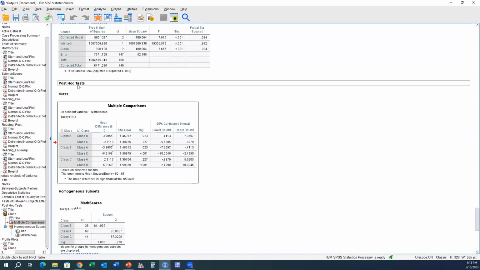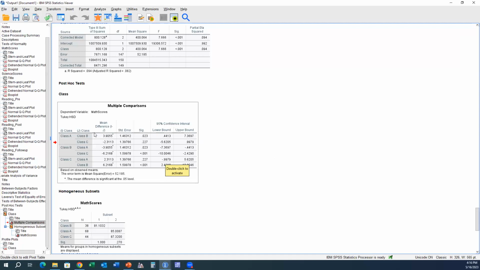So here's that post hoc Tukey comparison that I mentioned earlier. And this is going to compare math scores from each class to every other class. Okay, now if you see a star right here or an asterisk, that means that that pair of classes is significantly different. You can also look at the p-value column here. So either if you have a star or if the p-value is below 0.05, then we have a significant difference between two classes.